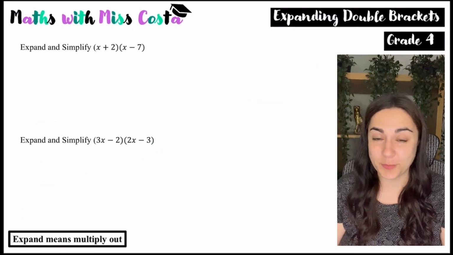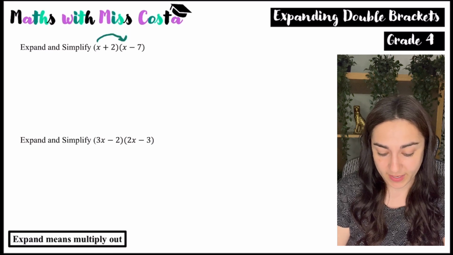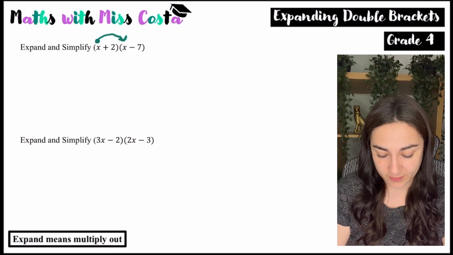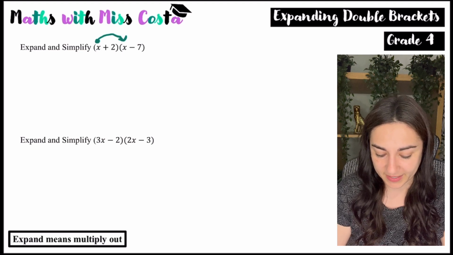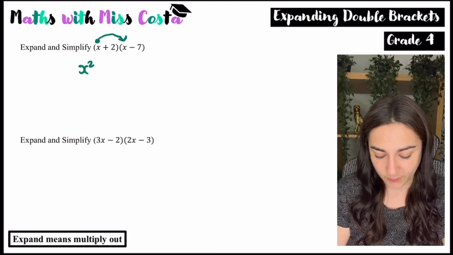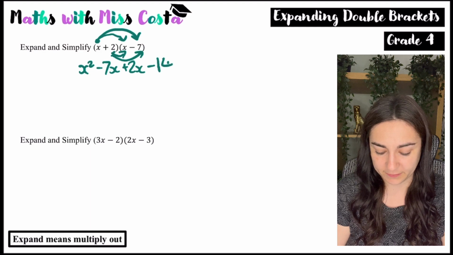Okay, so expanding double brackets is something we need to be super confident with. So there's the quick way, which is just putting a little dot above the first term in the first bracket and multiplying it by each term in the second bracket. So x times x is x squared. x times -7 is -7x. 2 times x is 2x, and 2 times -7 is -14.